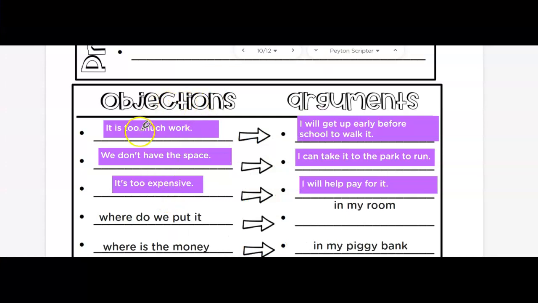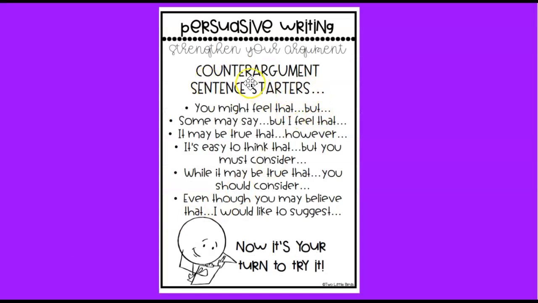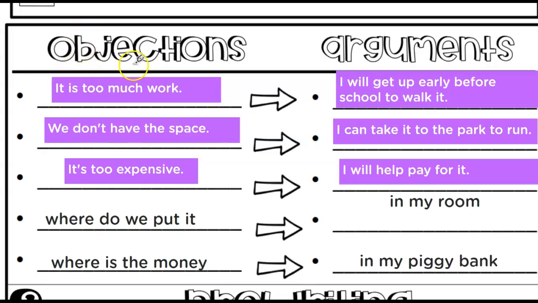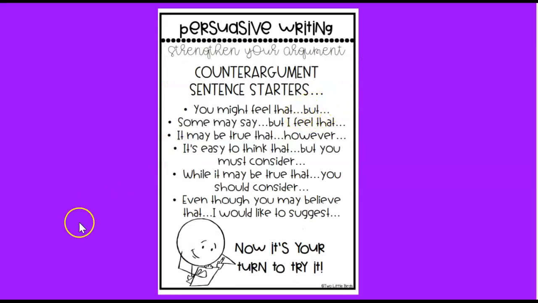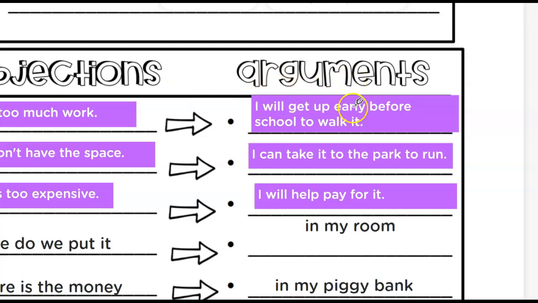Now we're going to be using these objections and arguments that we made in lesson 3 to help organize our sentences. On your class kick, you have counter argument sentence starters where you can plug in the objection and your argument. Let's do an example. You might feel that it is too much work, but I will get up early before school to walk it.